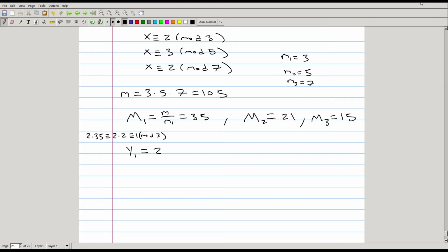Likewise, if we go through and find the inverse of 21 modulo 5, this is just going to be equal to 1, because 21 is itself modulo 5 just equal to 1. Remember, we're doing m2 modulo 5 here, and then m3 we're doing modulo 7. The inverse of 15 modulo 7 is also going to be 1.